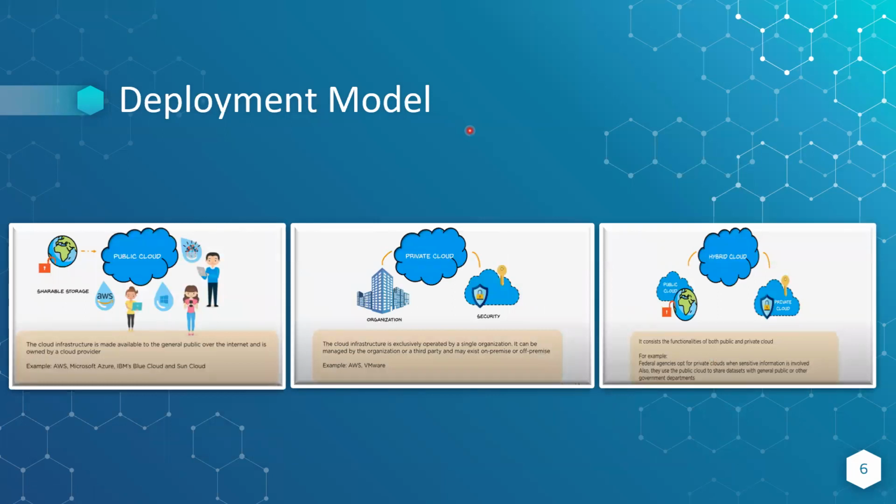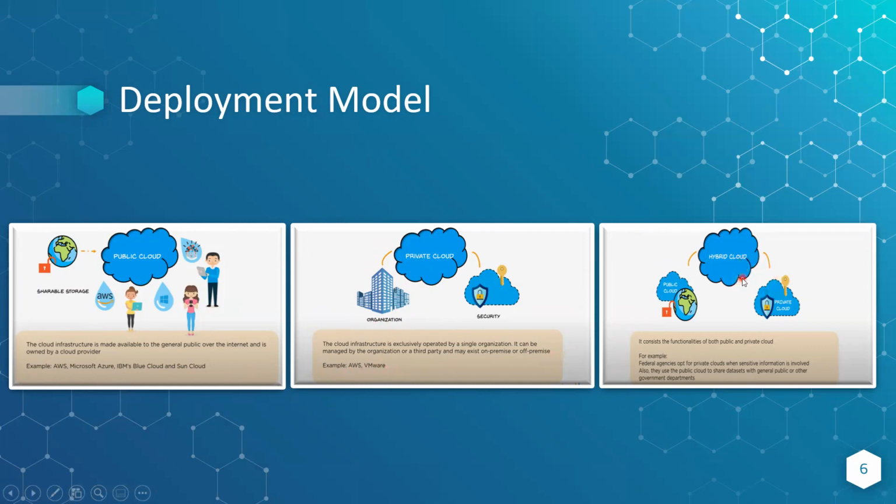What is the deployment model? There are three clouds: public cloud, private cloud, and hybrid cloud. In a public cloud, you share the same hardware, storage, and network devices with other organizations, and you access services and manage your account using web browsers. For example, AWS, Microsoft Azure, IBM's Blue Cloud, and Sun Cloud. In a private cloud, the infrastructure is dedicated to a single organization. For example, AWS, HP data centers, VMware.